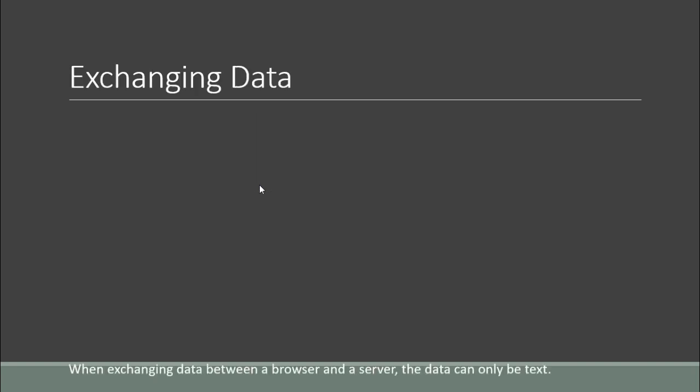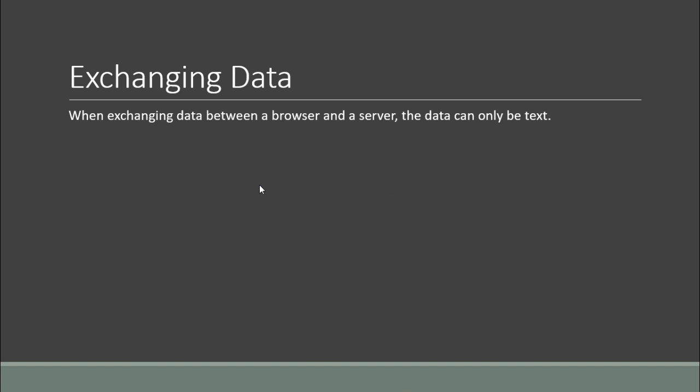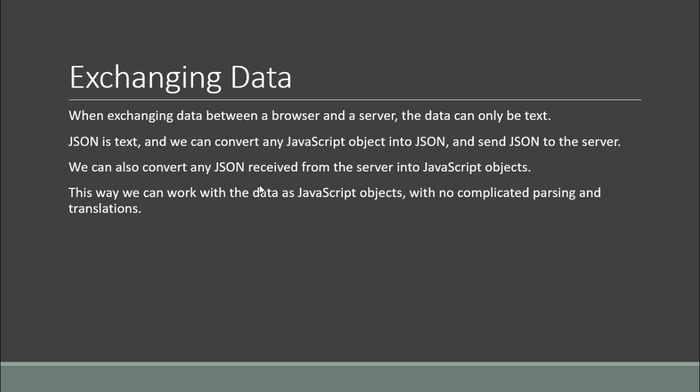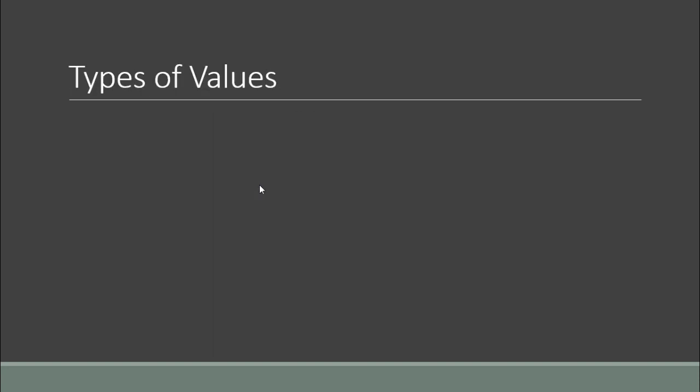Data exchanging. When exchanging data between a browser and a server, the data can only be text. JSON is text, and we can convert any JavaScript object into JSON and send JSON to the server. We can also convert any JSON received from the server into JavaScript objects. This way we can work with the data as JavaScript objects with no complicated parsing and translations.